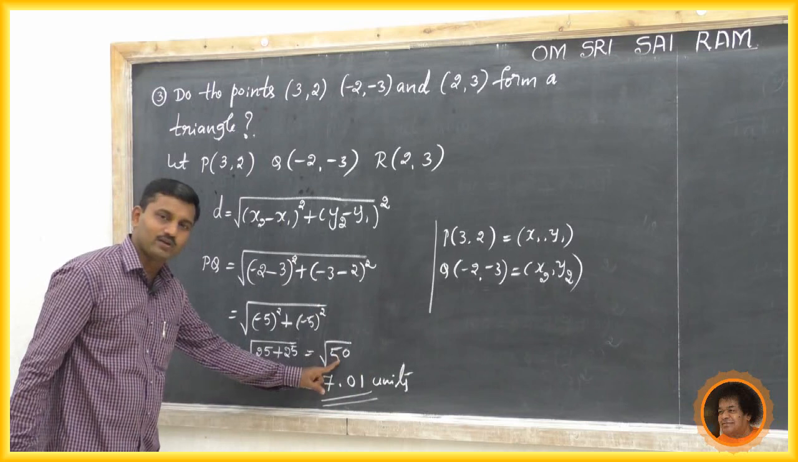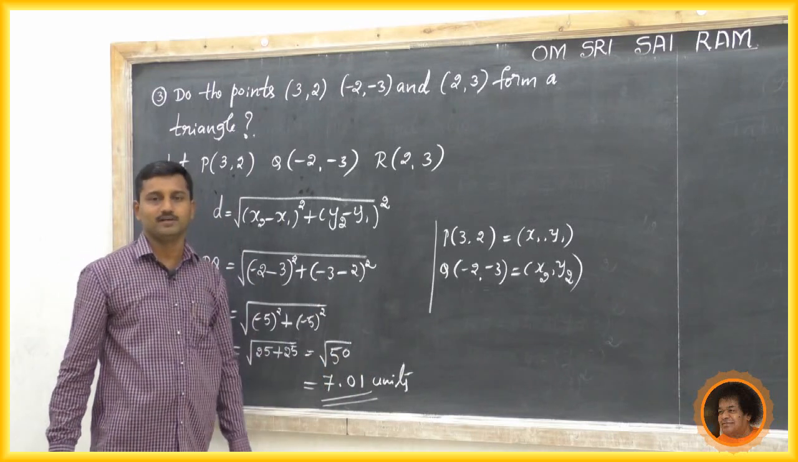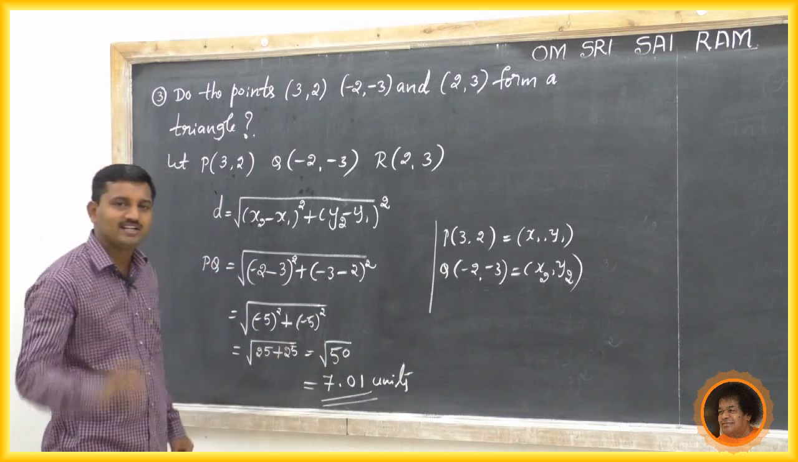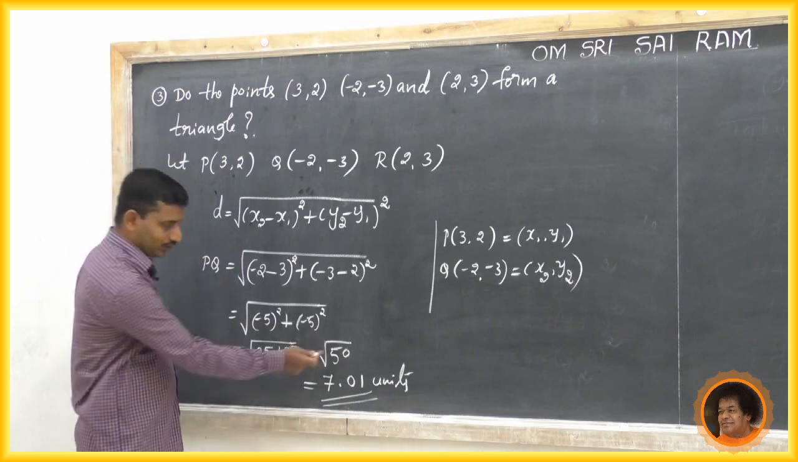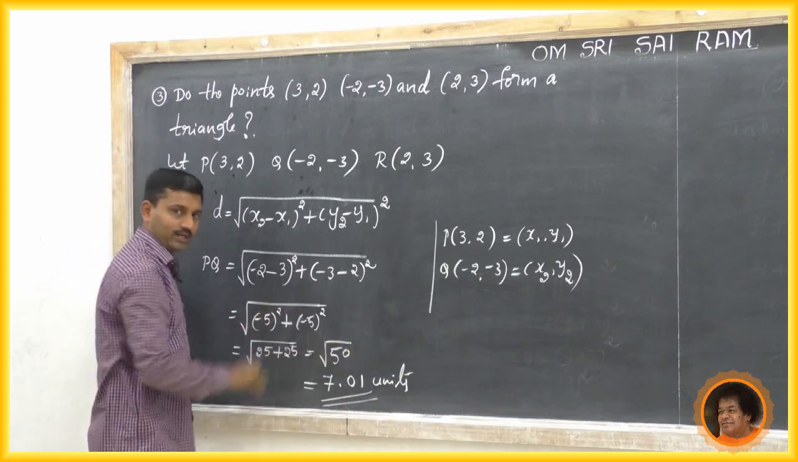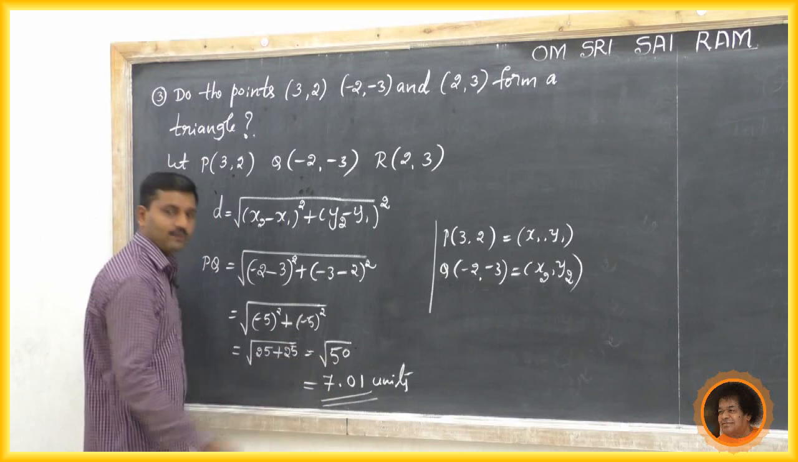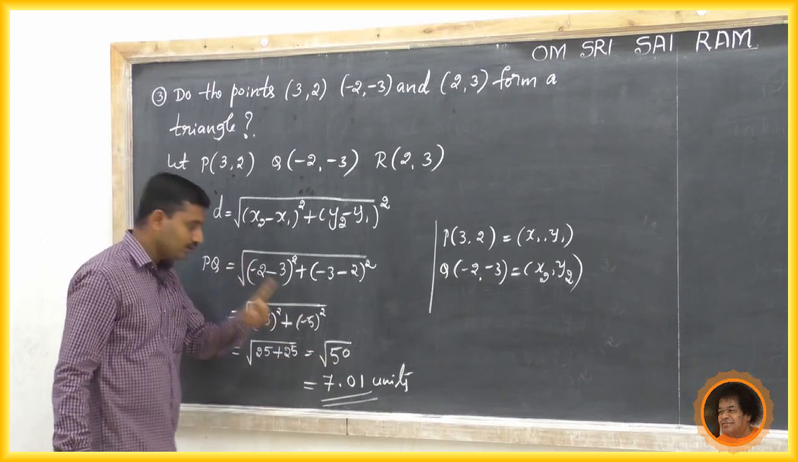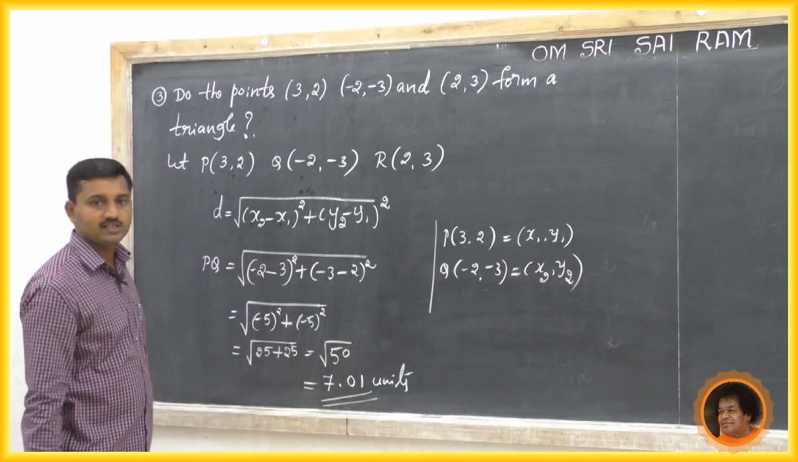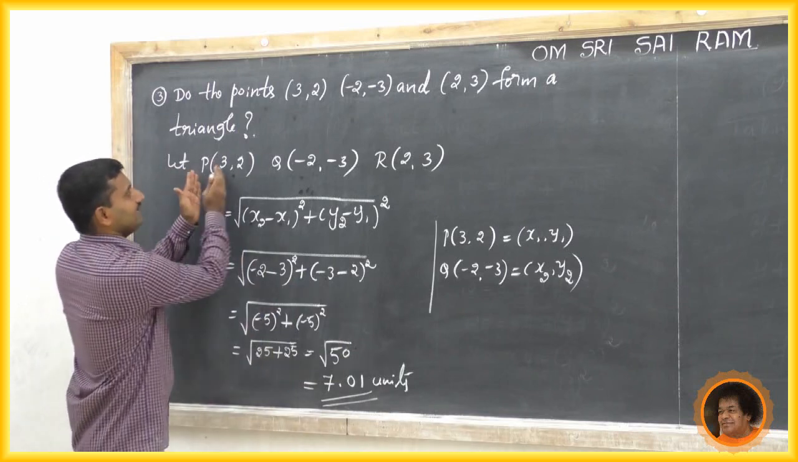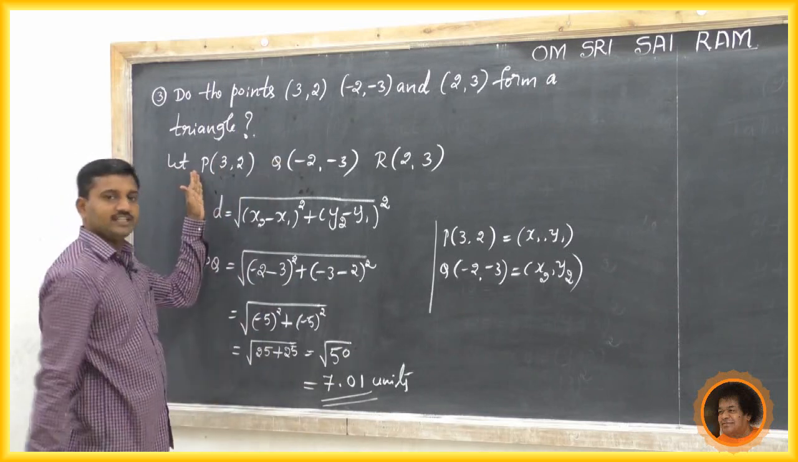Find the square root of a non-perfect square number by the division method. You already studied this in your previous class. So root 50, find the square root by the division method. So we get 7.01 as the approximate value. So the approximate value is 7.01. So this is the distance between P and Q.